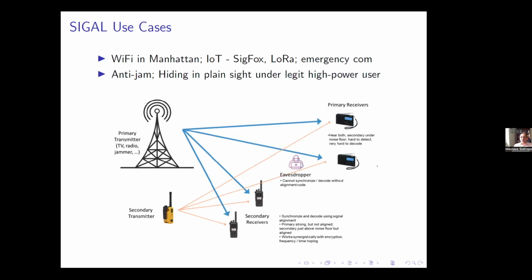I promised to talk about use cases of this technology, and so let me give you a few. One obvious thing is Wi-Fi in congested areas. Let's say you are in a Manhattan skyscraper and all the Wi-Fi channels are essentially occupied. So you have a back room and your neighbor's Wi-Fi is stronger than your Wi-Fi. How can you communicate in that room? You can use this technique to do that.